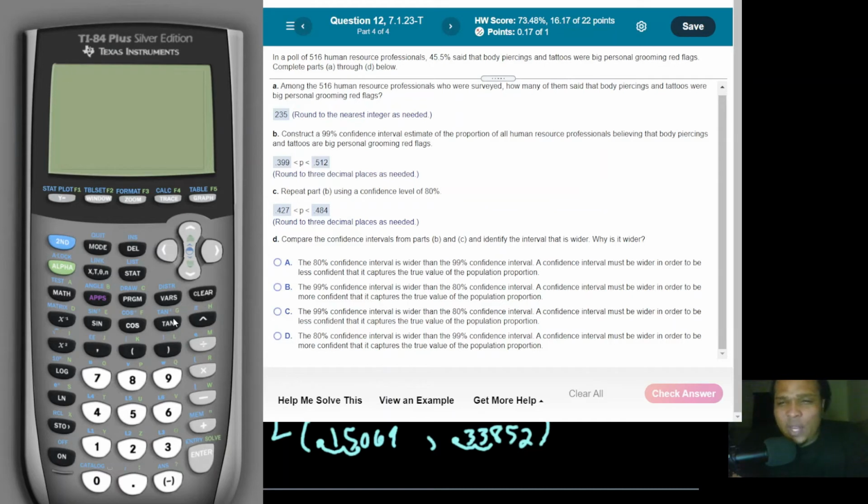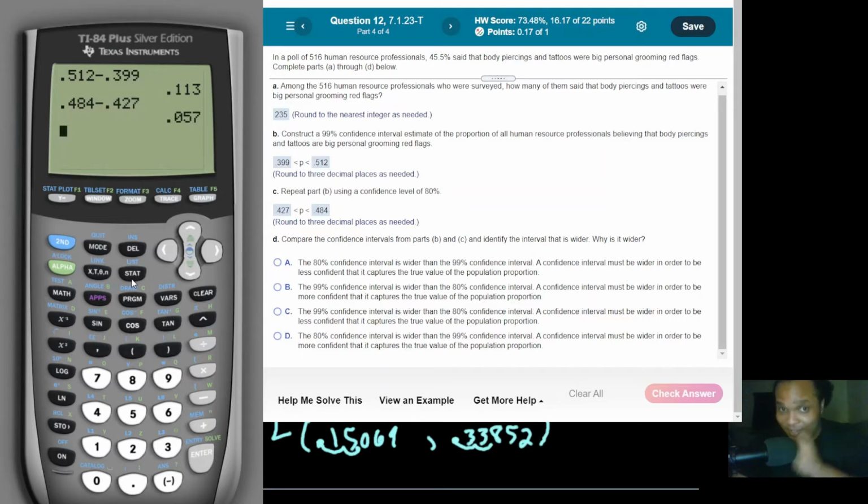It says wider. What does it mean to be wider? That means your upper minus your lower. The distance between them, whichever difference is bigger, that's going to be the one that's wider. So let's take the 0.512, which is your upper. Always do upper minus lower, okay? Minus 0.399. We get that. We're going to do the same thing with the 0.484 minus the 0.427.